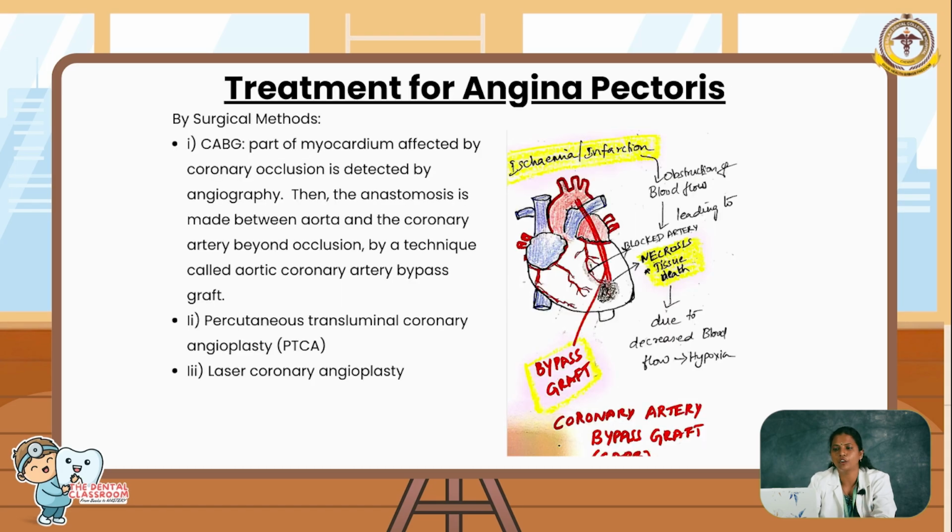Surgically, we opt for CABG or PTCA. CABG is a coronary artery bypass graft. When a part of the myocardium is affected and the occlusion is detected by angiography, we immediately graft that vessel and form an anastomosis between the aorta and the coronary arteries, so the blood supply can be restored wherever it was blocked. The other technique is PTCA, percutaneous transluminal coronary angioplasty, and even laser techniques have been invented.